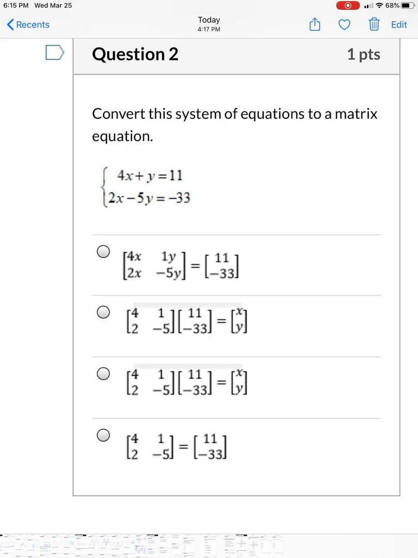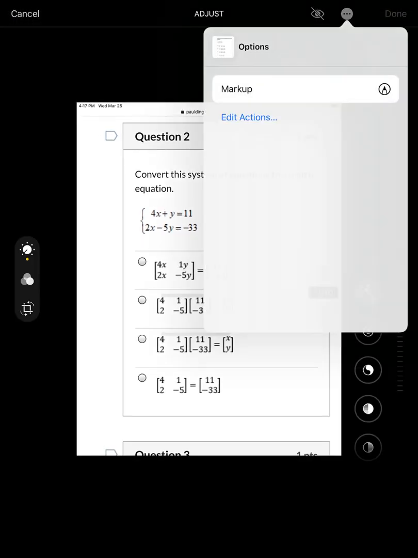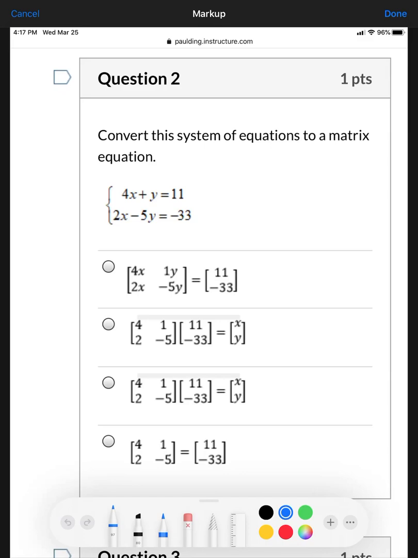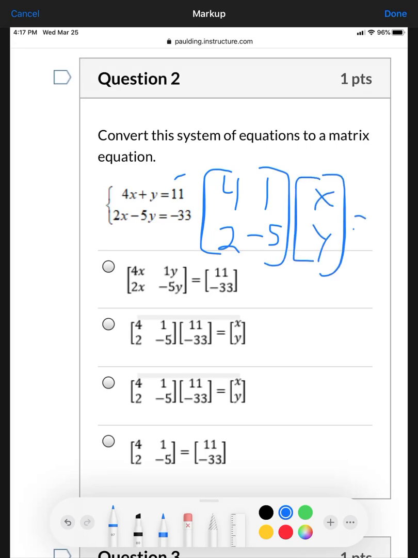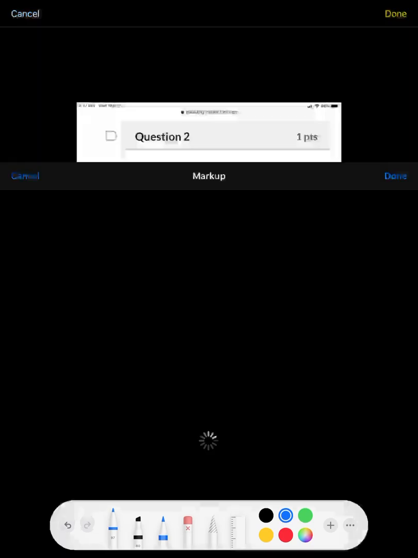Okay, question 2, convert this system of equations to a matrix equation. So to turn a system into a matrix equation, we put the coefficients in a matrix. We put the variables in a matrix. And then equals, we'll have those two in a matrix. And I'm running out of room over here. So just turn that system into a matrix equation: coefficients, variables, and then the solution to them. And then we'll pick out which choice would best represent that.